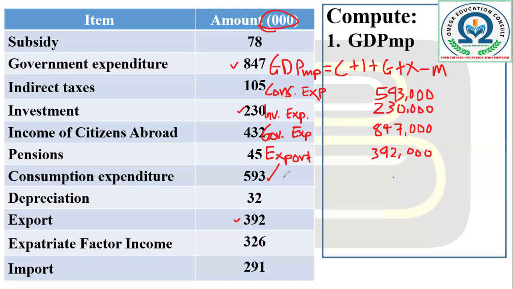Right. Now the next item is imports. So we write our imports. And then the corresponding value attached to that is import. Okay, so import is given as 291,000. So we have 291,000.